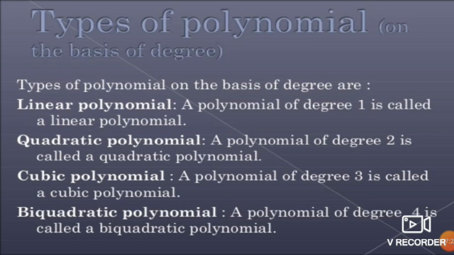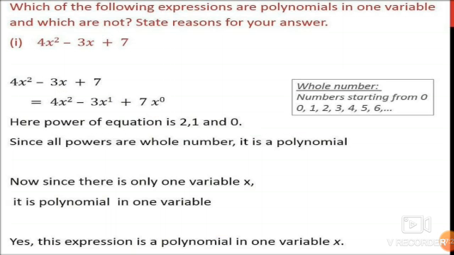A polynomial of degree 4 is called a biquadratic polynomial. Next, which of the following expressions are polynomials in one variable and which are not? State reason for your answer.